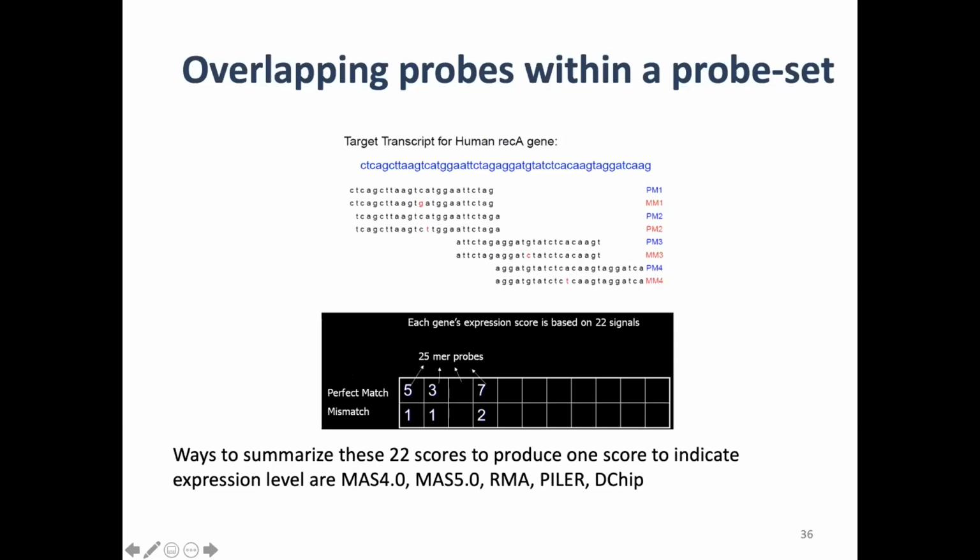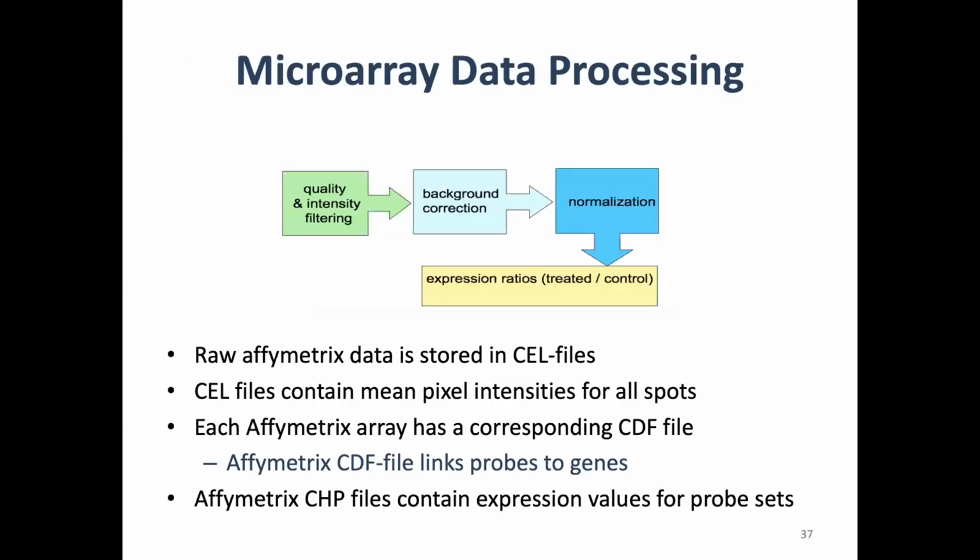And after you excite the light and you normalize and everything, you get the scores here: perfect match, mismatch. So you need to find a way to summarize the scores, right? The way to summarize these 22 scores to produce one score to indicate gene expression, there are multiple methods like MAS4, MAS5, there's RMA, there's PLIER, dChip, there are many other methods.